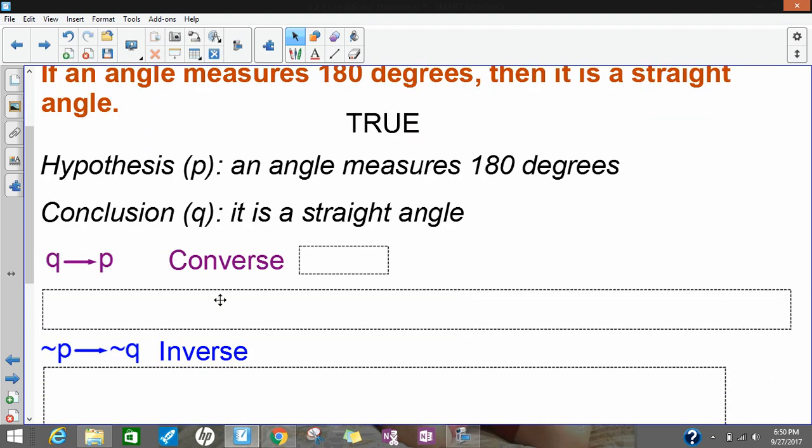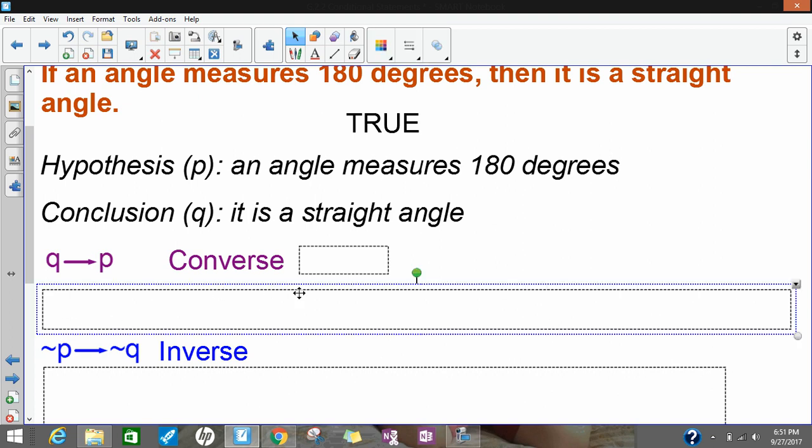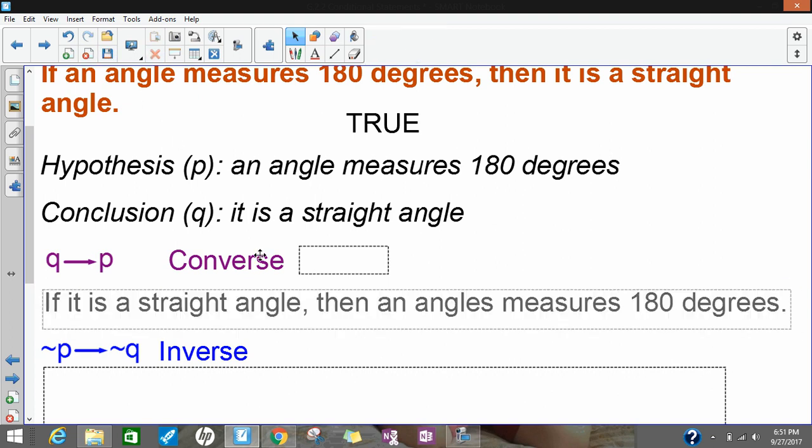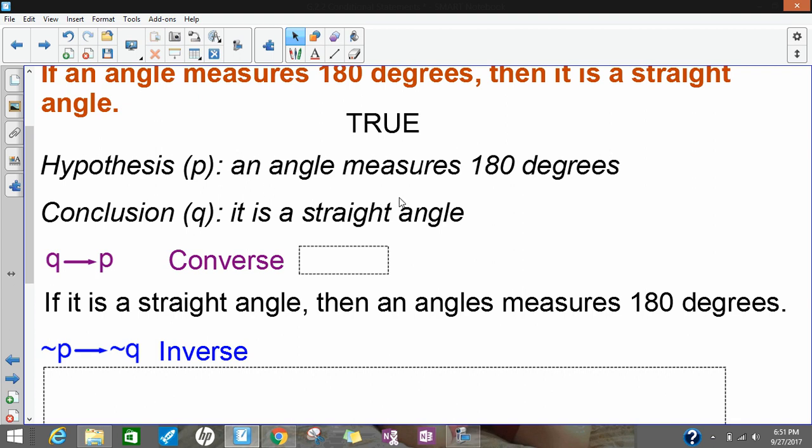So the converse is going to be me writing Q first and then P. So if I picked out P and Q like this, I can just write them in the correct order. So I start with Q and say if it is a straight angle, then an angle measures 180 degrees. So I just switched the order of P and Q. And this statement is also true. So later on, I will be allowed to write the biconditional since the original statement is true and so is the converse.